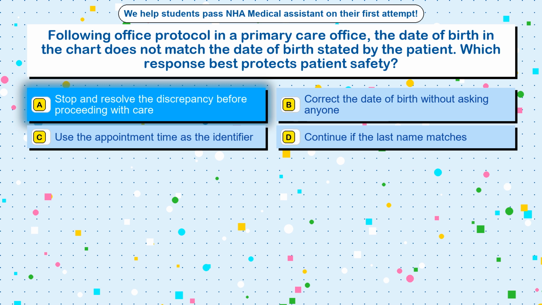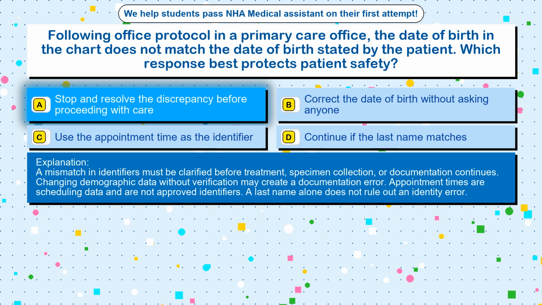The correct answer is option A. Stop and resolve the discrepancy before proceeding with care. A mismatch in identifiers must be clarified before treatment, specimen collection, or documentation continues. Changing demographic data without verification may create a documentation error. Appointment times are scheduling data and are not approved identifiers. A last name alone does not rule out an identity error.